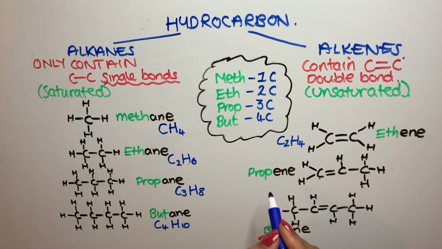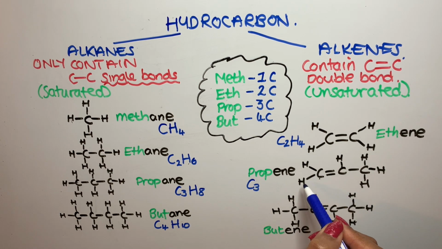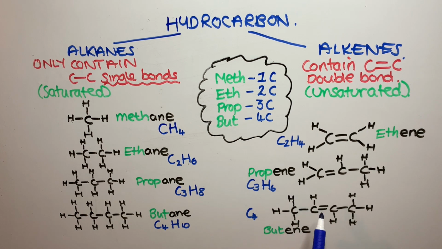For my propene, I have C3 because it's propene, so I know I've got 3 carbon atoms. If I count my hydrogens, I've got 1, 2, 3, 4, 5, 6, H6. And if I look at my butene, because it's but, I'm going to have 4 carbon atoms, and if I count my hydrogens, 1, 2, 3, 4, 5, 6, 7, 8, H8. So for the alkenes, it's just twice the number of hydrogens as you have carbons.